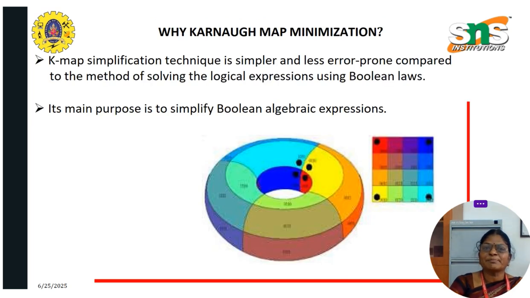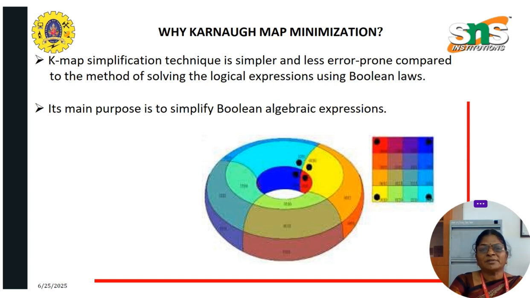So this K-Map simplification, in the previous class we have discussed about Boolean simplification. As I said, there are three types of minimization techniques. First one is Boolean simplification, second one is K-Map, and third one is Quine-McCluskey method, which is also named as tabulation method. So the first one we have discussed in the previous class. Now we are moving to the next minimization technique, that is K-Map.